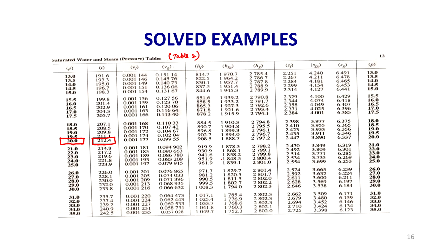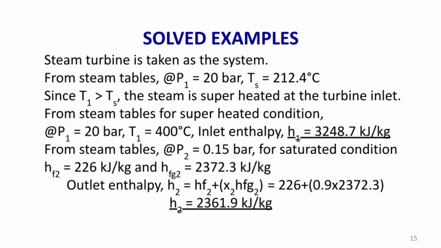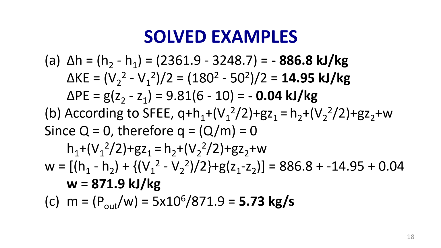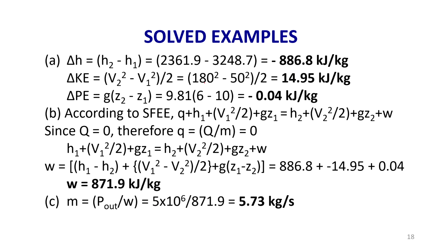Now, the second question is changes in kinetic energy. So first compare the magnitude of delta H, changes in kinetic energy. So, that is a very simple formula, final kinetic energy minus initial kinetic energy. So, let me write it here. Changes in kinetic energy is equal to V2 square by 2 minus V1 square by 2. Both the velocities are given, final velocity is given as 180, initial velocity is given as 50. So, just a mere substitution, directly you can find out.